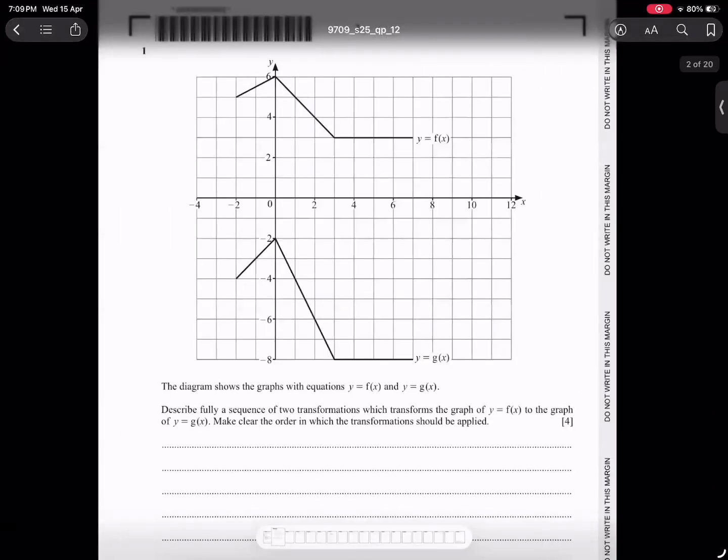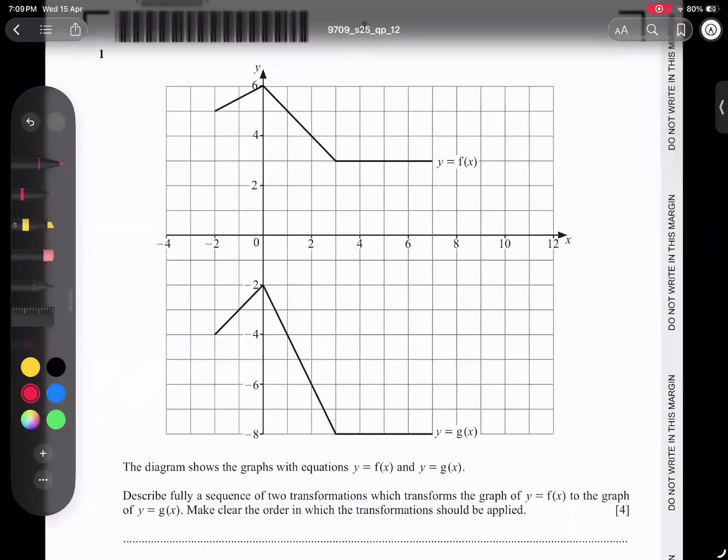Question number 1, students. What we have: he said that there are two equations, f of x and g of x. You can see two curves, diagrams with two graphs we have. Describe fully the sequence of two transformations which transform f onto g. Okay, and make clear the order in which the transformations should be applied. So how can we do this one?